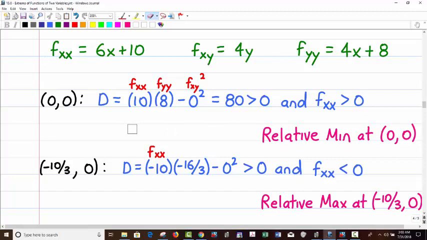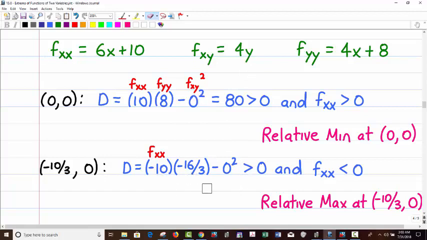-10. Put that in there for x. I got -10. For fyy, plugged -10 in there. I got -16. And then the y is 0. 4y makes that 0 squared.